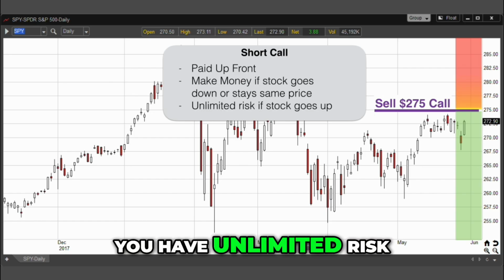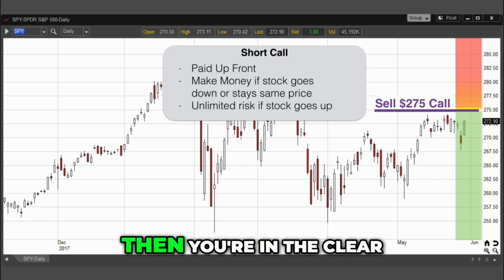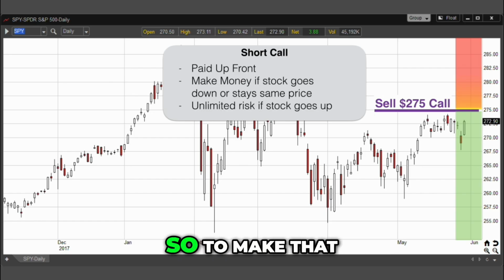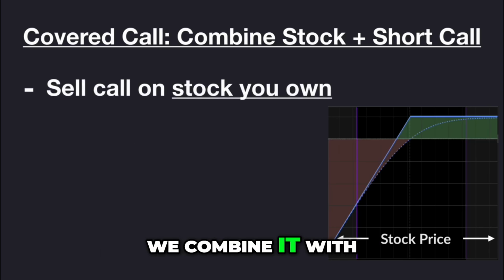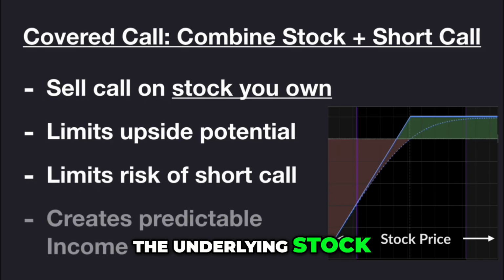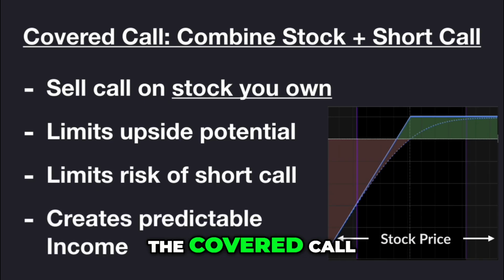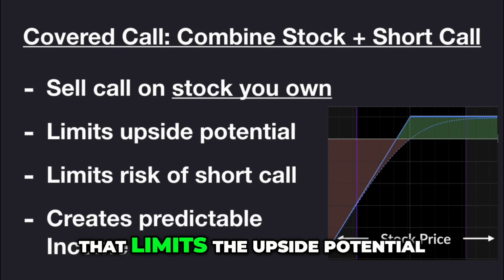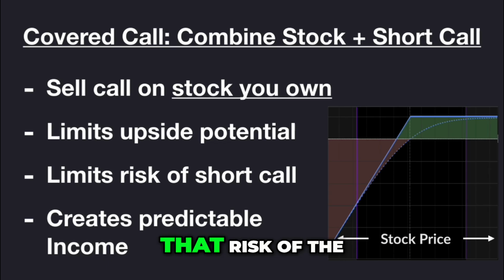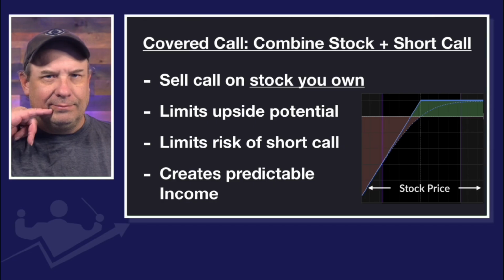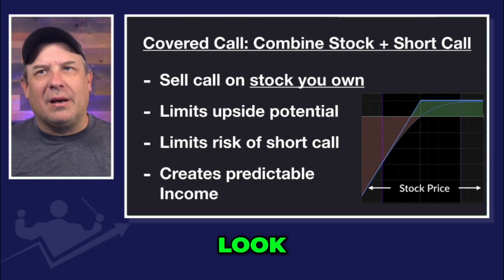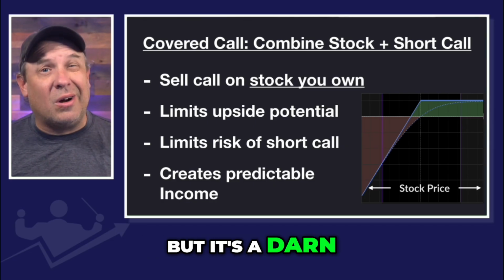Now, if you just sell a call, you take on this kind of a risk profile. If the stock goes up, you have unlimited risk. Stock goes down, then you're in the clear. So to make that a non-overly risky profile, what we do is we combine it with the underlying stock, and that's where the covered call comes into play. So when we sell the covered call, we're selling the call on the stock that we bought in step 2. Of course, that limits the upside potential, but it also removes the unlimited risk of the short call, creating the perfect strategy. Is it really perfect? No, it's not perfect. Look, I'm not going to lie to you. It's not a perfect strategy, but it's a darn good one.